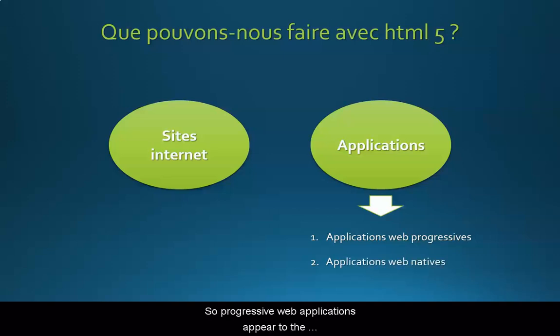So progressive web applications appear to the user in the same way as a mobile application. That is to say that it will adapt to your phone or your tablet in the same way as if you had downloaded an app on the App Store or Android Store. Native web application, it's a mobile application developed especially for one of the operating systems used by smartphones and tablets. That is to say, iOS, Android, etc.